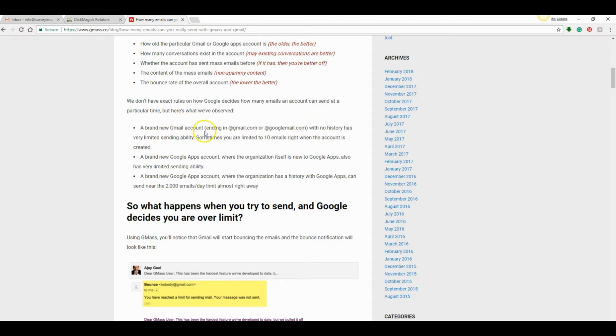But if you have both GMass and G Suite accounts, then you should start warming your account. When I first got my account, I had an old Gmail which I've used for years. But even so, I started sending 50 the first day, then 100 the next day. I stayed at 100 for 2 days, then went to 200 for 2 days, then 300. So I gradually warmed my account.